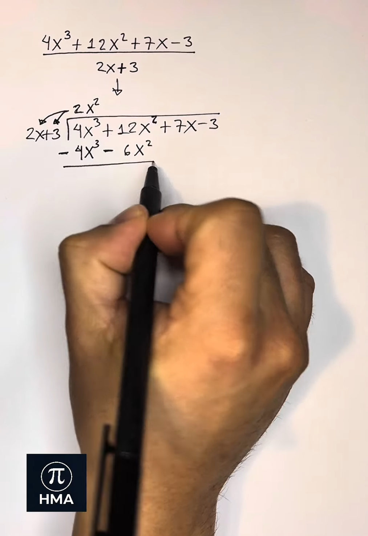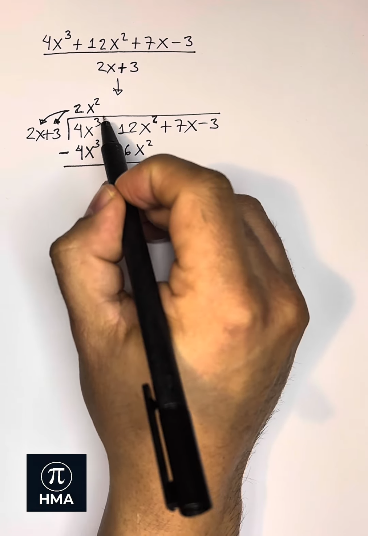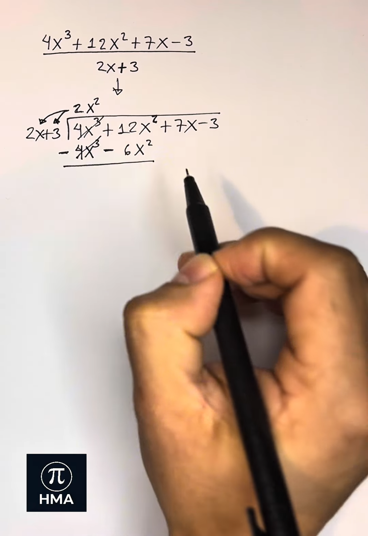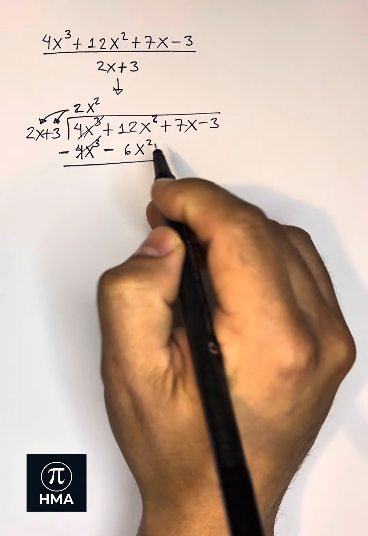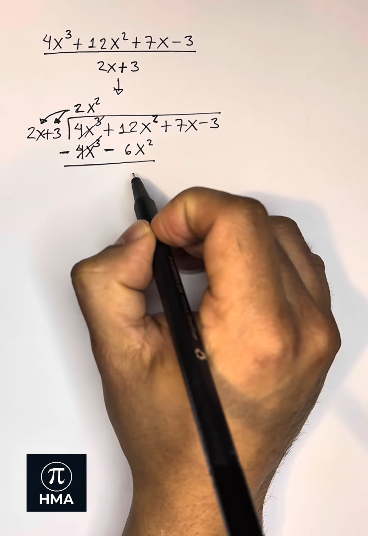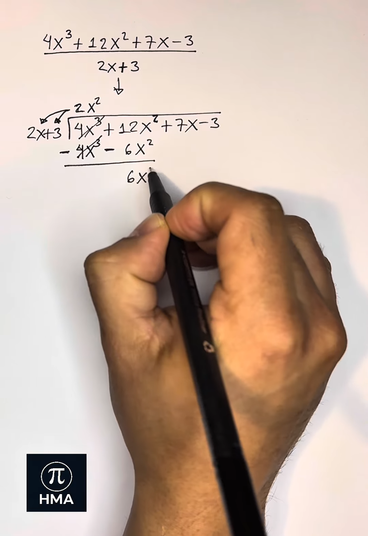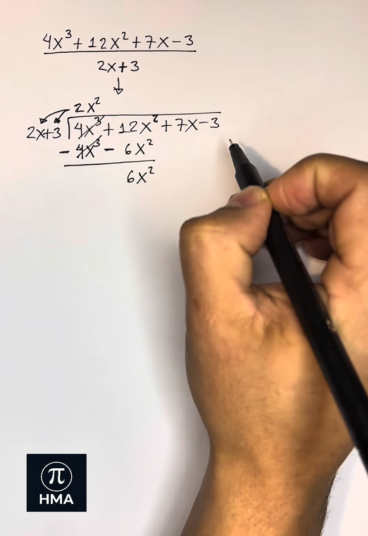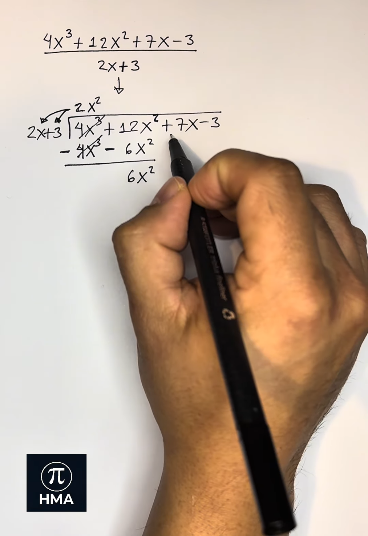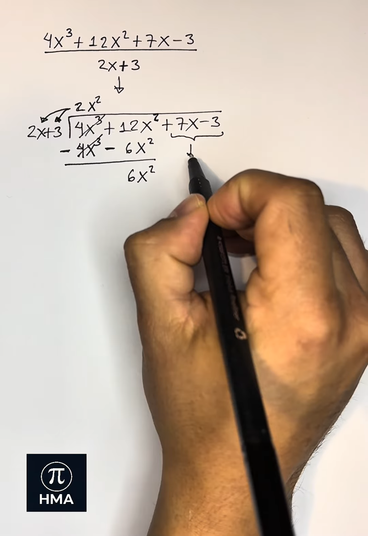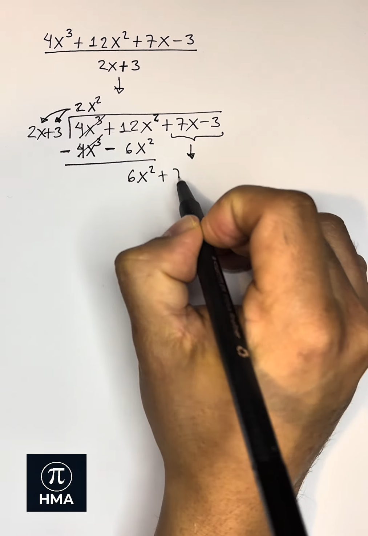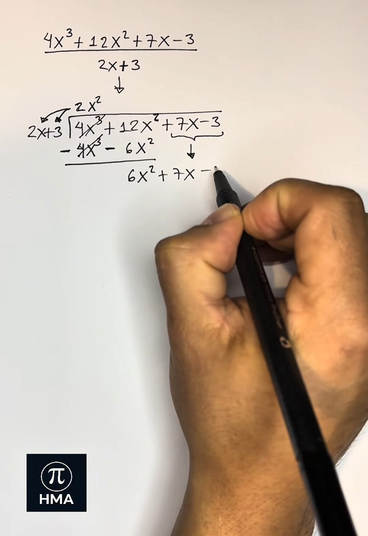Then we perform the subtraction. In this case, we are eliminating the first term. And we have 12x squared minus 6x squared. This will result in 6x squared. And the next terms move down, plus 7x minus 3.